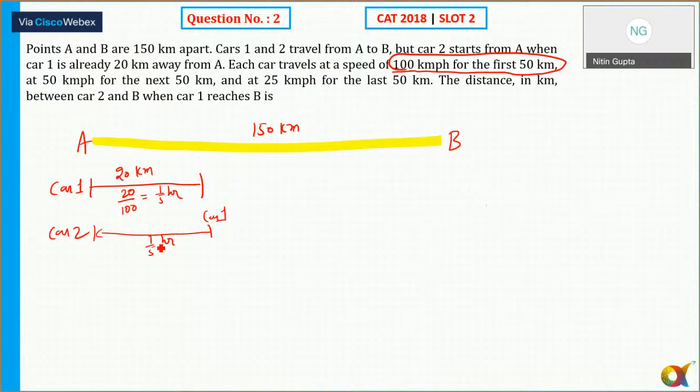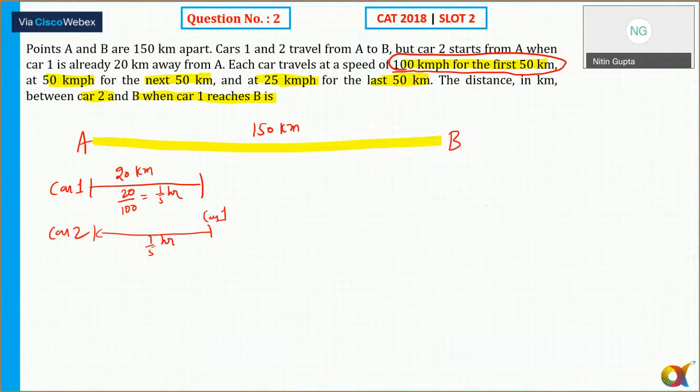Now, it says each car travels at a speed of 100 kilometer per hour for the first 50 kilometer, at 50 kilometer per hour for the next 50 kilometer, and at 25 kilometer per hour for the last 50 kilometer. The distance in kilometer between car 2 and B when car 1 reaches B. Now, throughout, the speed is constant. The speed with which car 1 is traveling is the same speed with which car 2 is traveling. But the initial time gap between car 1 and car 2 is 12 minutes. So at the end, what will happen?